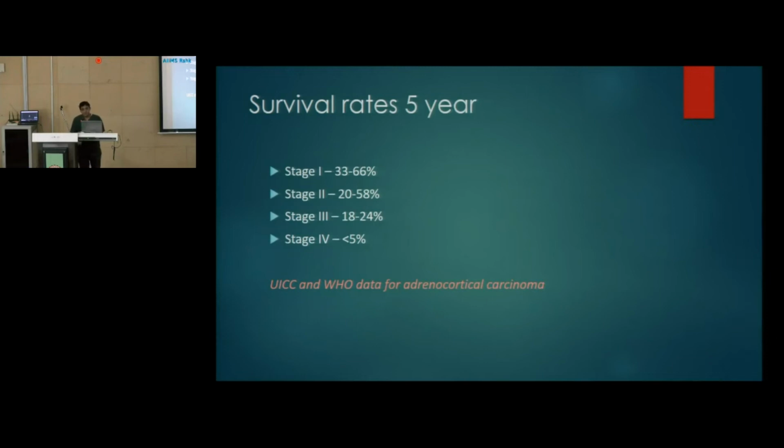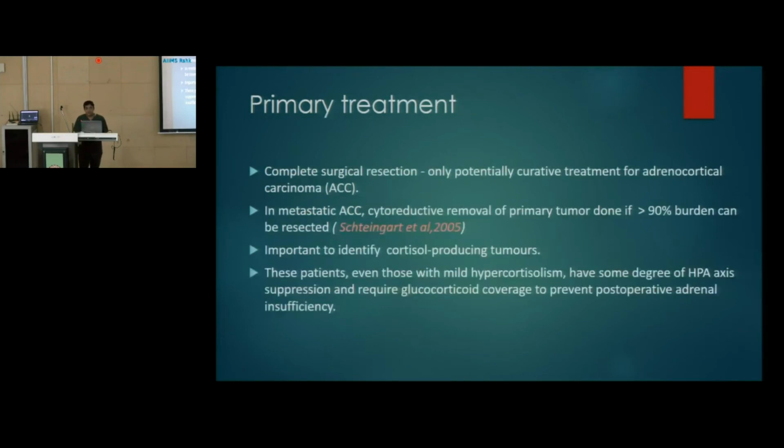Adrenocortical carcinoma has a poor prognosis, and the 5-year survival rates are around 60% for stage 1, 50% for stage 2, 20% for stage 3 and less than 5% for stage 4. The primary treatment of adrenocortical carcinoma is complete surgical excision. It is the only potentially curative treatment.